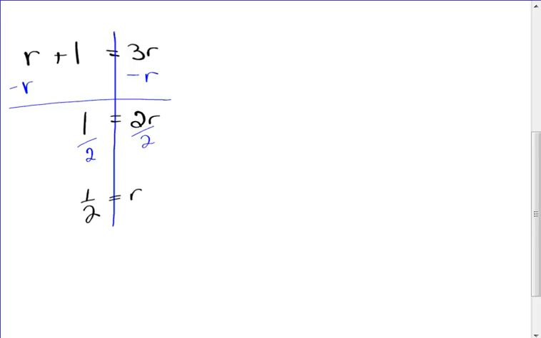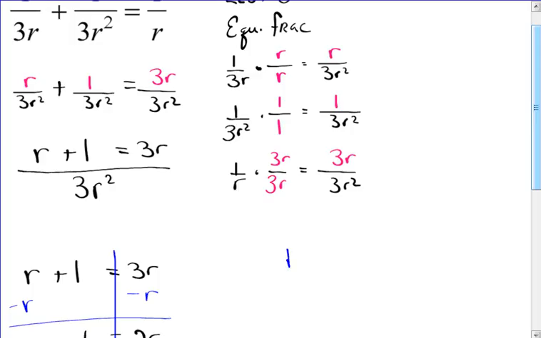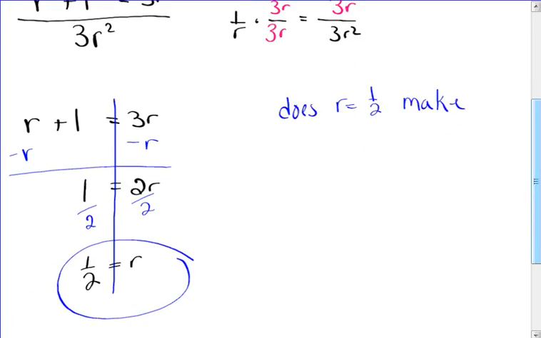What I do have to make sure is that my answer, whatever this is here, does not make any denominator within my equation go to 0. So what I'm asking is, does r equal to 1/2 make these denominators turn to 0? Does it make 3r equal 0? Does it make 3r squared equal 0? Does it make r equal 0?